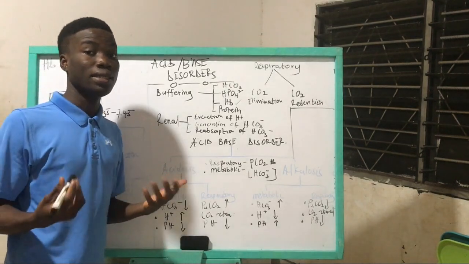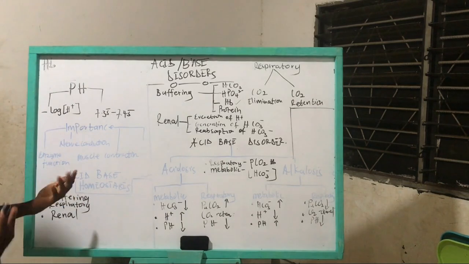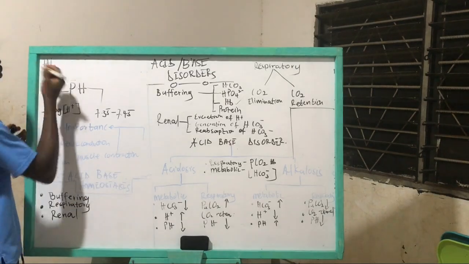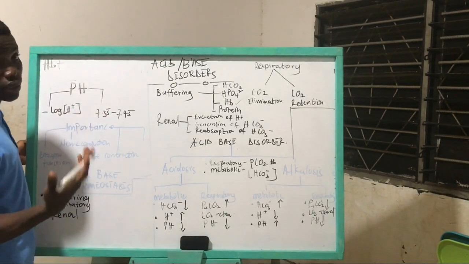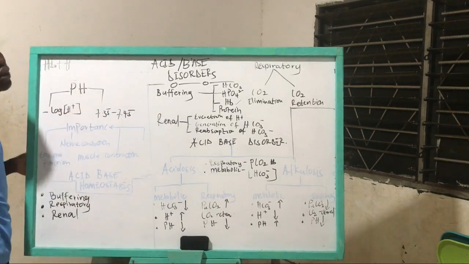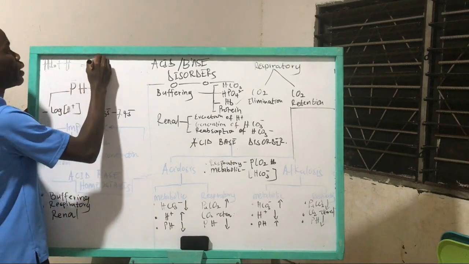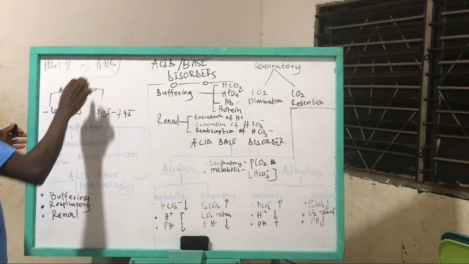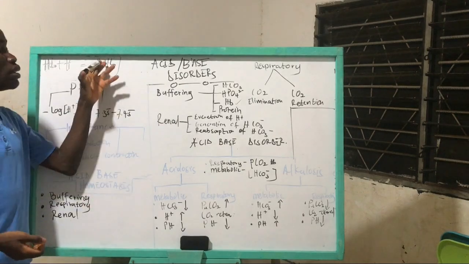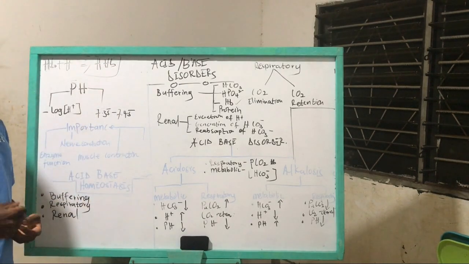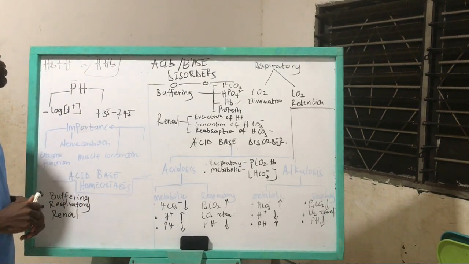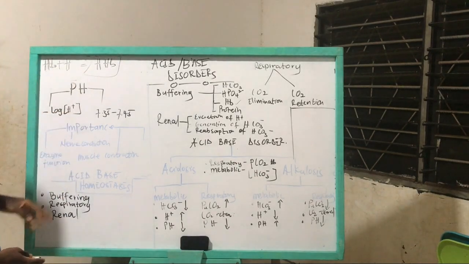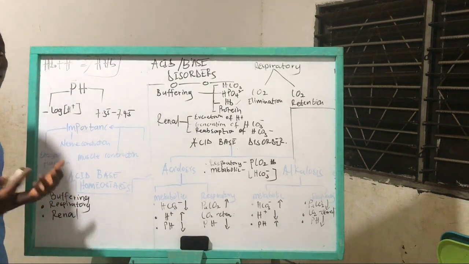So the hemoglobin in its deoxygenated state, that is deoxyhemoglobin, has a high affinity for hydrogen ions. So hemoglobin in its deoxygenated state binds to hydrogen ion to form something like HHb. So this one is a hemoglobin that has hydrogen ion attached to it. So this is also a way of what? Mopping up the hydrogen ions from the intravascular compartment.